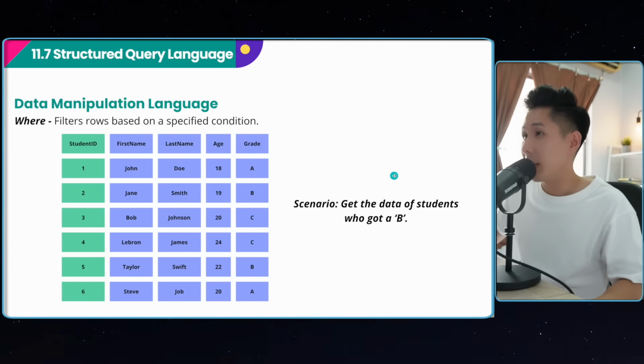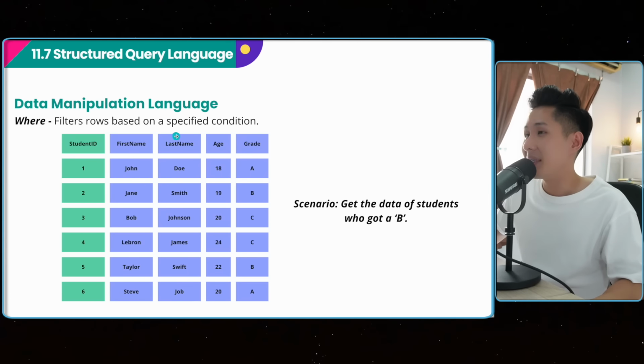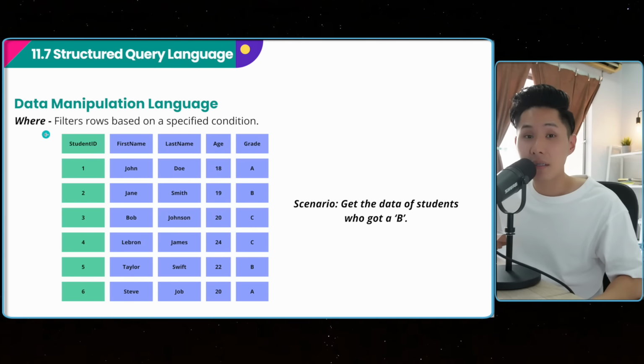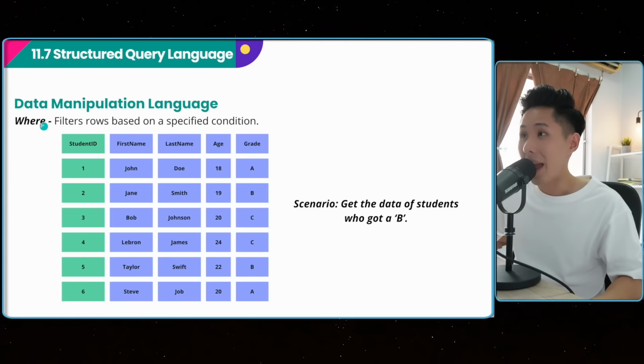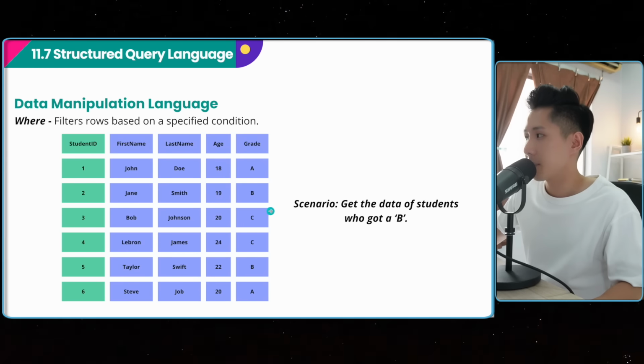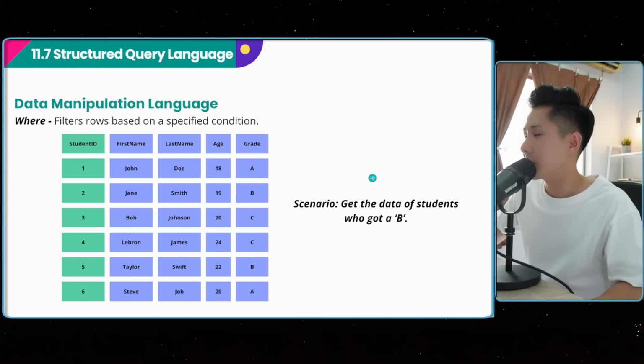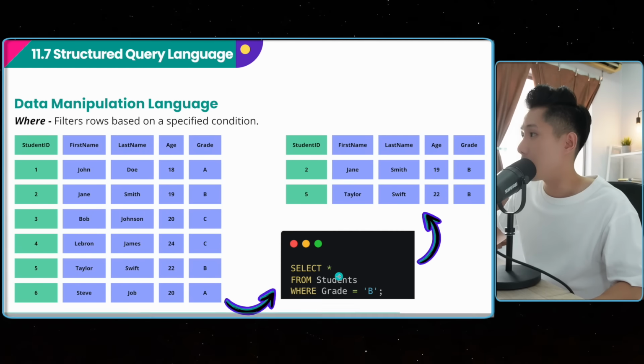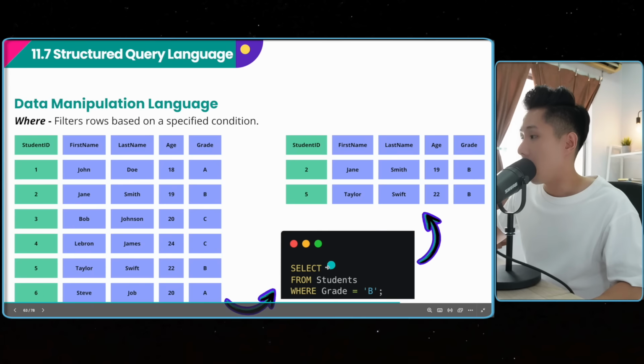Now, data manipulation. So this is when another function of SQL comes in, the where keyword. It filters rows based on a specific condition. Now, imagine that this is my student table. I have 6 students, but I only want to see students who got a B in their grades. So this is when the keyword where comes in. Select star, everything, from student where the grade is equal to B.